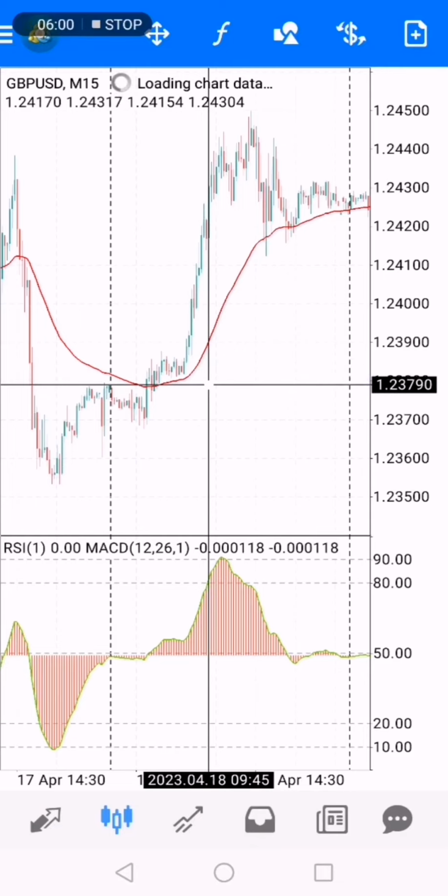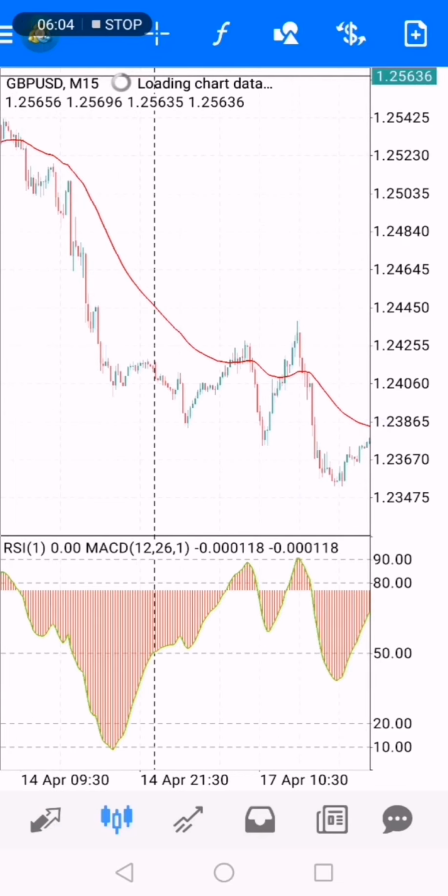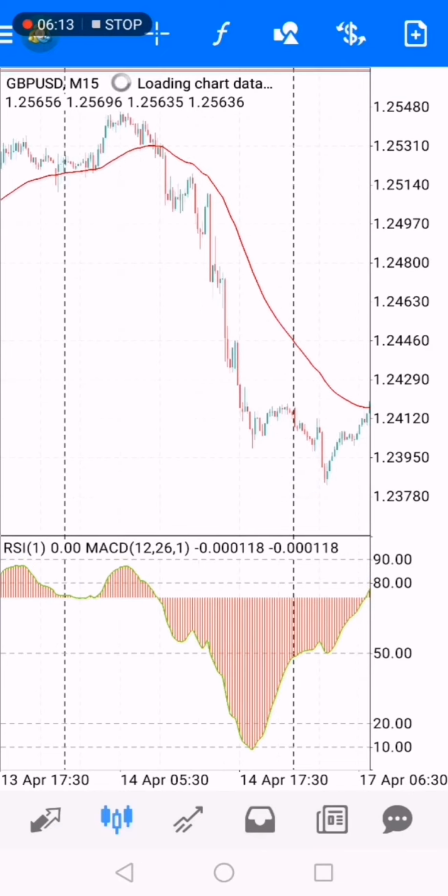So this is a scalping strategy, and it's used starting from the 15 minutes time frame. And like I said, I'm using the second zoom. So this is the sell setup. We're waiting for the sell setup, right?